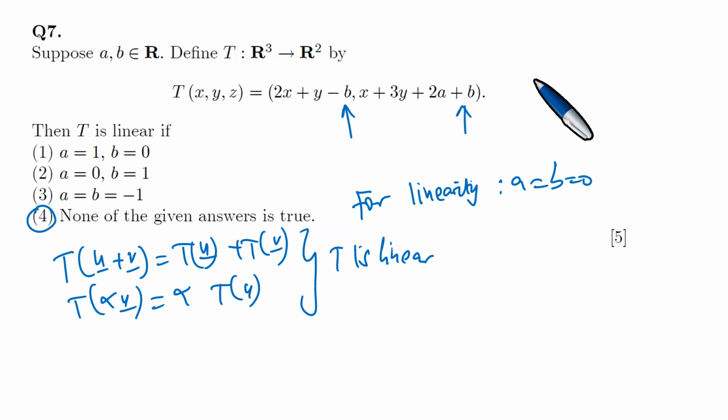Okay, so you note that. Okay, so we proceed.